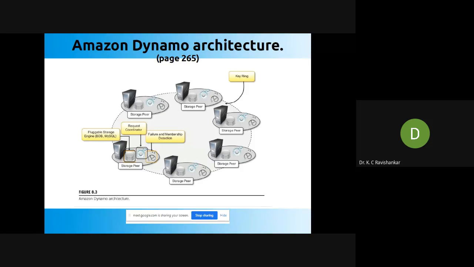Then a failure fault tolerant mechanism has been adopted here. There is a coordinator for the request handling. There is a pluggable storage engine available to handle anybody's requirement. So these are the things available with Amazon Dynamo. It is a collection of storage peers organized in a ring. It's connected, so it is a network attached storage or storage area network.